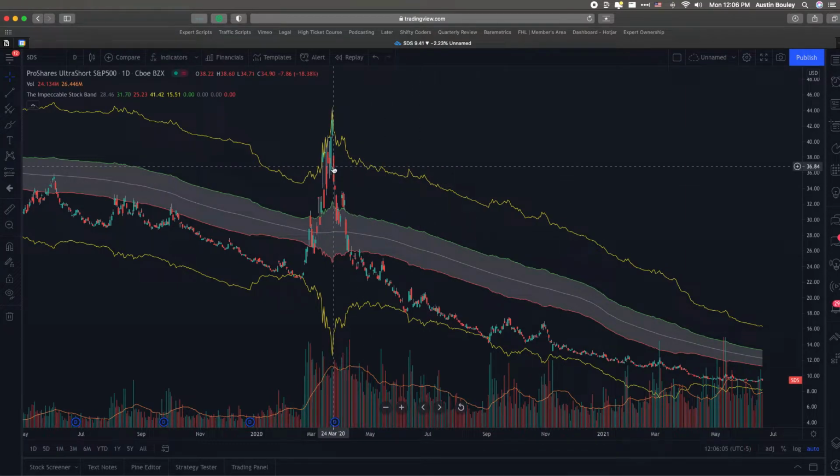Well, this one tracks that exact stock, but in reverse. So when the stock goes up, the inverse goes down. When the S&P 500 goes down, the inverse goes up. And SDS is a leveraged form of that.